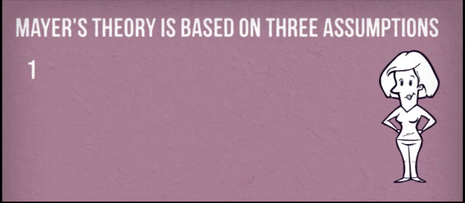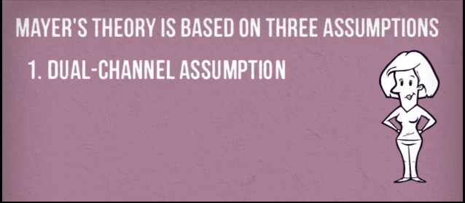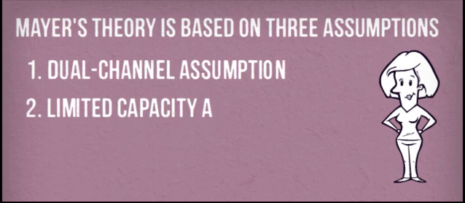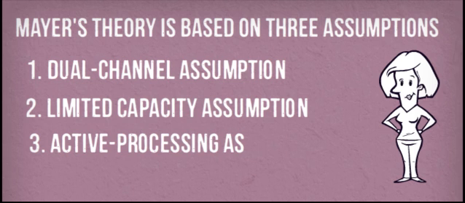Mayer's theory is based on three assumptions. 1. Dual channel assumption. 2. Limited capacity assumption. 3. Active processing assumption.